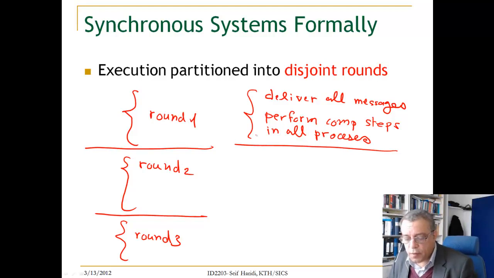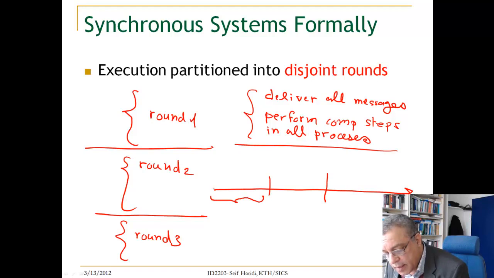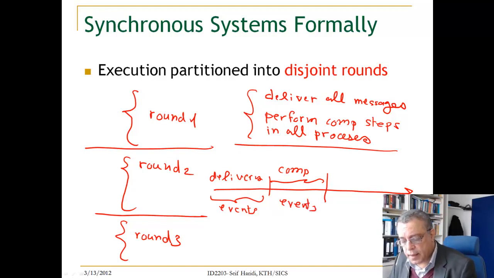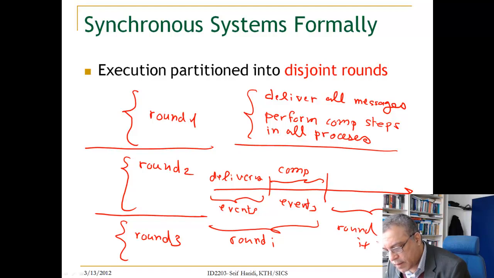So one way of seeing this is, if you look at an execution and at a round, you start by delivery events and then computation events until no more computation events can be performed, and then this is round I, and then you continue with the next round, round I plus 1. Okay, that's it.